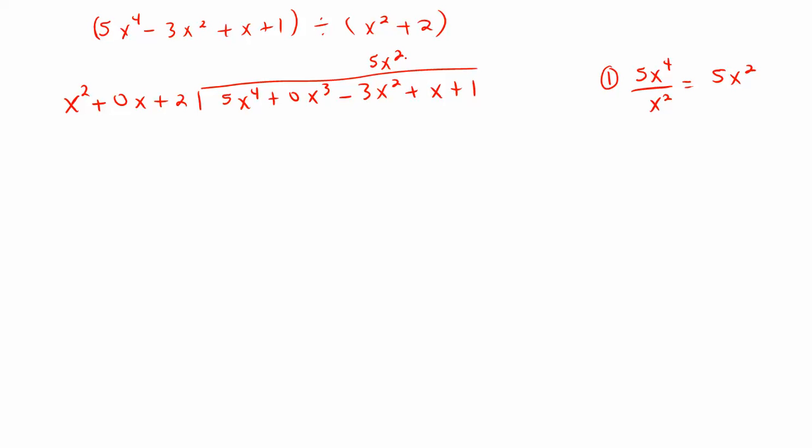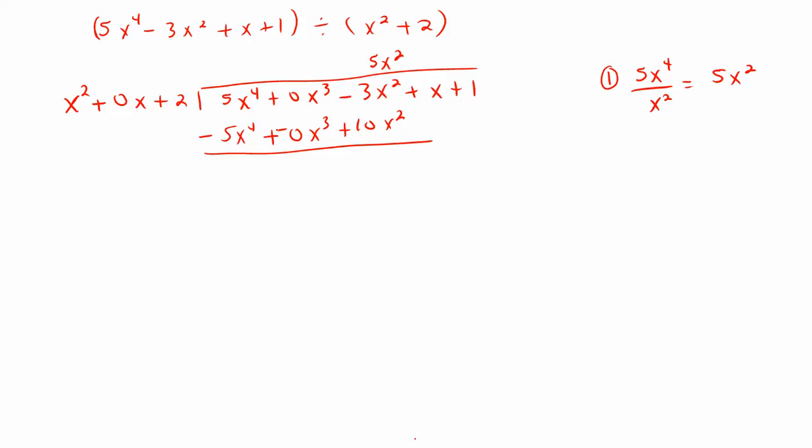Once you get that term up top, multiply. So you're going to take the 5x squared and multiply it times the trinomial on the outside. So 5x squared times x squared gives us 5x to the fourth. 5x squared times 0x, 0x to the third. 5x squared times 2, 10x squared. After you multiply, you change your signs, subtract the polynomial, or change all of the signs.